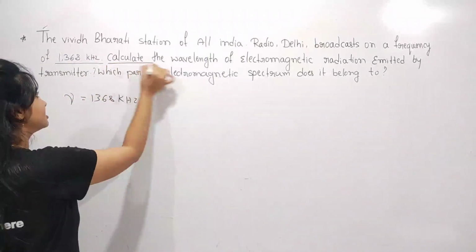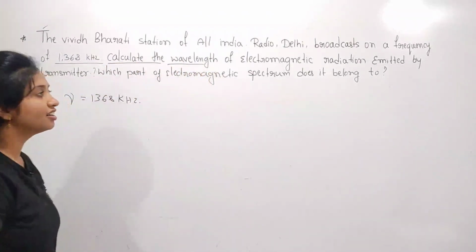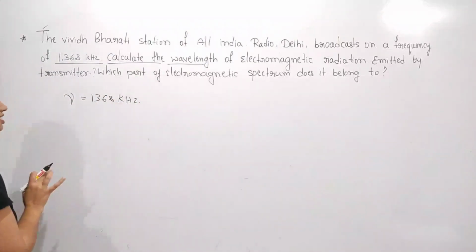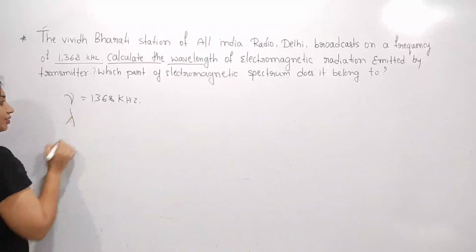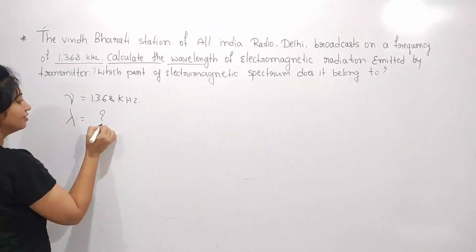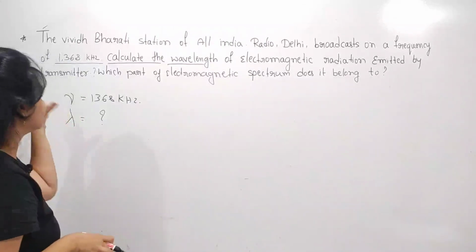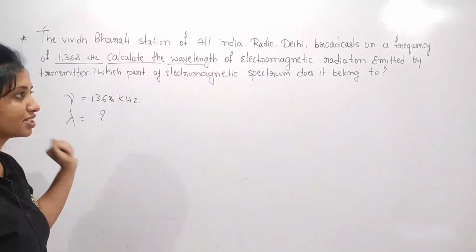And next, calculate the wavelength of electromagnetic radiation. What did they ask us? Wavelength. Calculate the wavelength of the electromagnetic radiation emitted by the transmitter. We don't know the wavelength. Wavelength is denoted as lambda, as you already know. That's why lambda is equal to question mark.